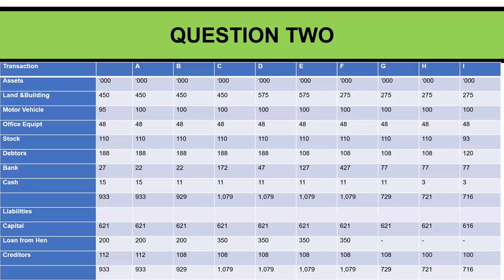Now look at this. Look at the first column. We have text. Then we have the transactions, A, B, C, D, E. Now listen carefully. Land and building, motor vehicle, office equipment, stock, debtors, bank, cash, and so on. Over here, the original amount for land and building is what?